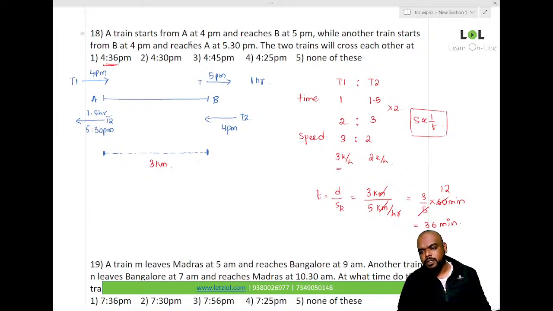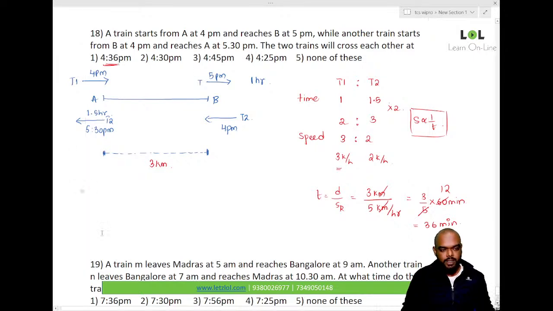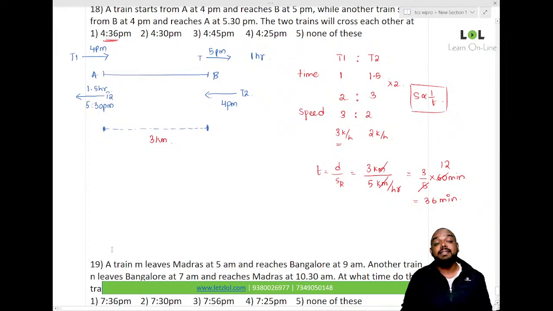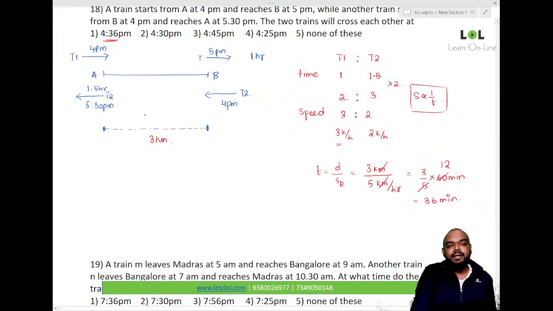Yes, you can solve, buddy. You can solve, Sangram, without assuming also. I'll show you if you want. Look, why I'm assuming is it makes things easier. You can consider distance as x, okay? If you consider this distance as x, observe this carefully. If you don't want to assume at all, how do we solve?